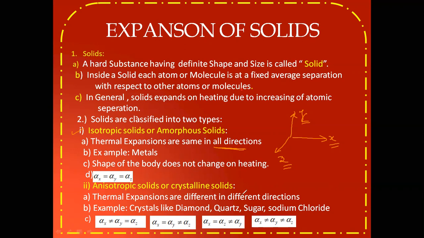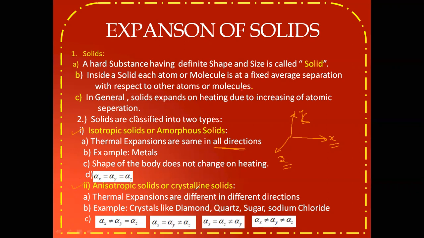Whereas in the case of anisotropic solids, or crystalline solids, the expansions are different. Maybe the expansion is the same along two directions, but not the same along the third. Here, along the x-axis and the y-axis, the expansions are the same, but not along the z-axis. Here, x and z expansions are the same, but not equal to y. Here all three expansions are different. These types of solids we call anisotropic solids.